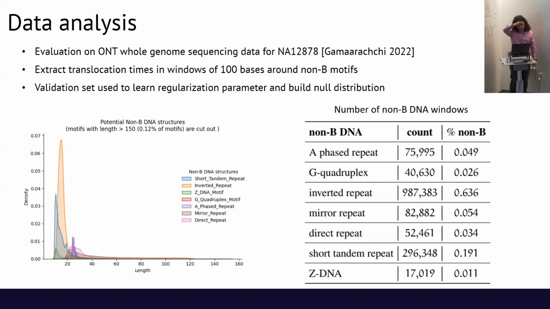On the left is just the length of the non-B motifs. Y is the density. And so we can see most non-B motifs are small. I should say that this is in the old reference genome. So if you computed this again for the T2T data, it's probably shifted because we have way more repeats in that data. And then you see the proportion of non-B DNA windows.